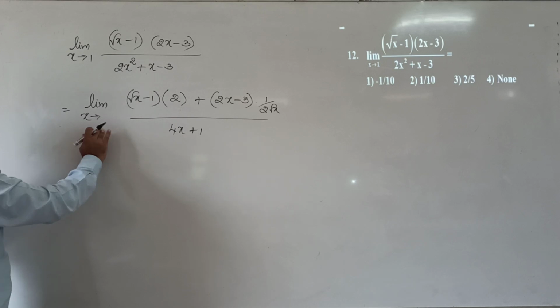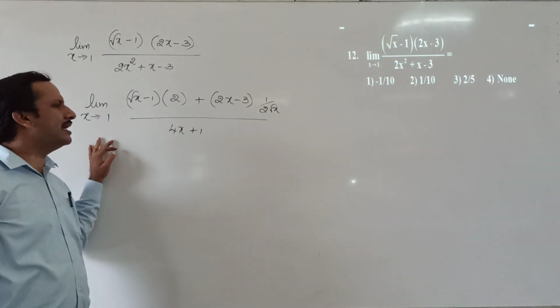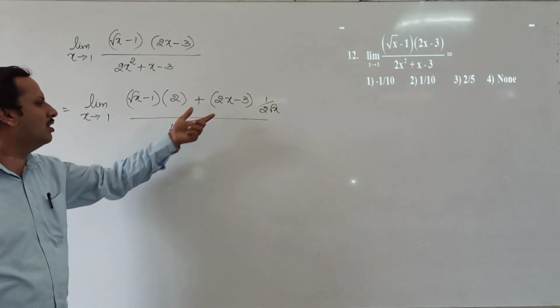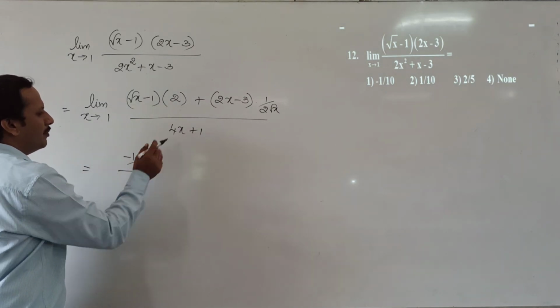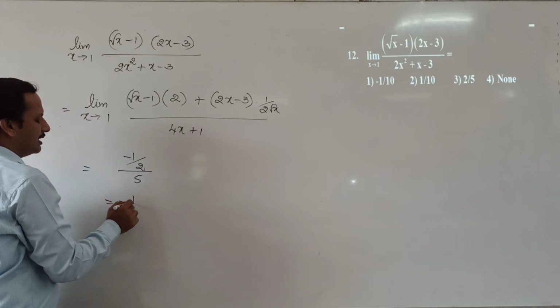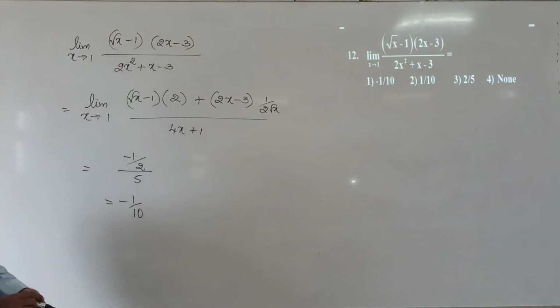Sorry, this is not x tends to 0, this tends to 1. So apply the limit as x tends to 1, then this will be 0. Then we get 2 minus 3, that is minus 1, by 2, by 4 plus 1, 5. So the answer is minus 1 by 10, which is the first option.